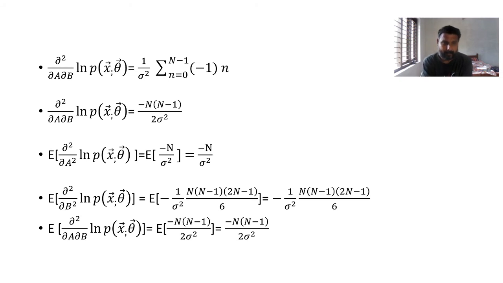That is nothing but expectation of dou square by dou a dou b ln of p of x of theta, which is nothing but minus n into n minus 1 by 2 sigma square. That was the same. Okay, only the other two we are taking. So it is important to take only the three, since the other two terms are symmetric. So now what do we have to take?